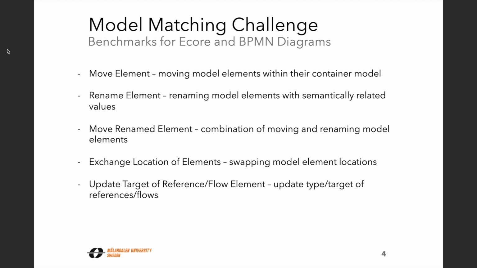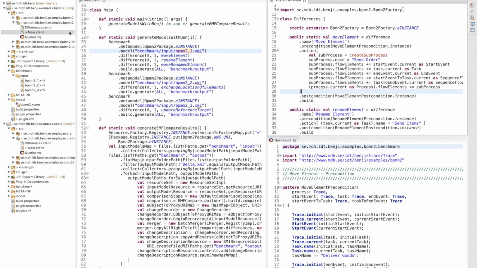In this demonstration, we use Benji to implement the model matching challenge proposed in the literature. In this, past experience from the industrial adoption of model comparison technologies has been used to define a set of 5 differences known to be problematic for most model comparison tools, namely move element, rename element, move renamed element, exchange location of elements, and update target of reference flow elements. So let's dive into the code now.